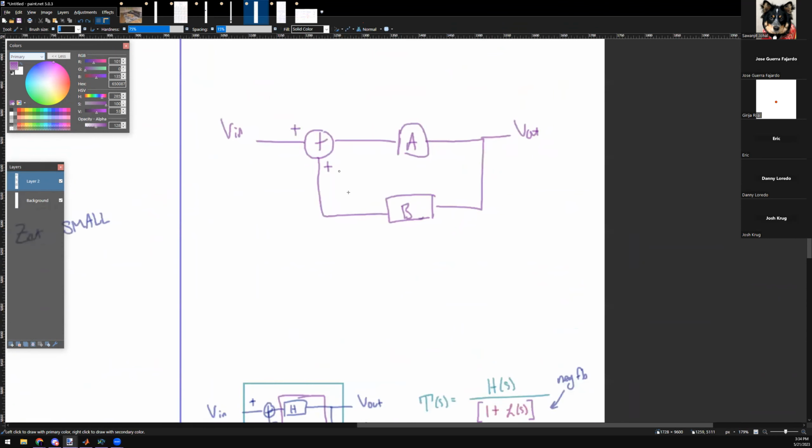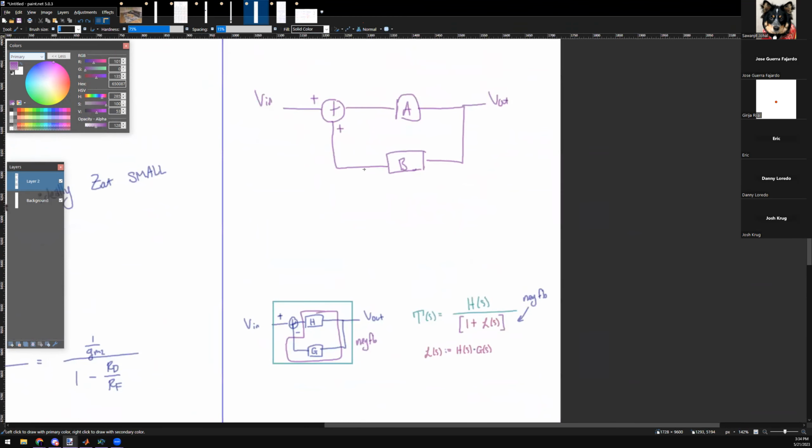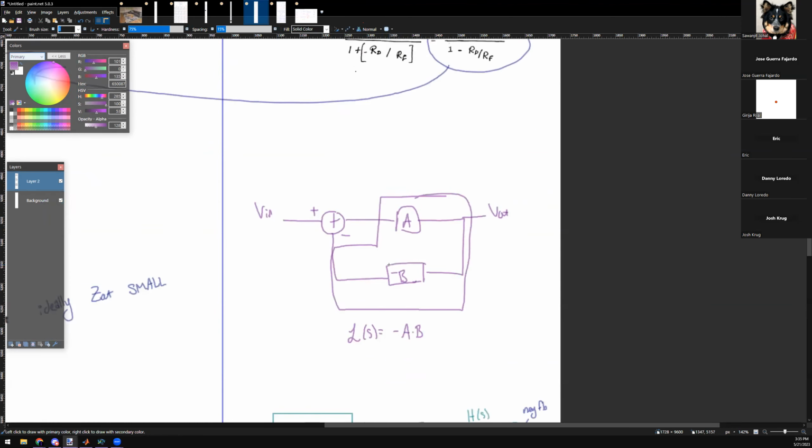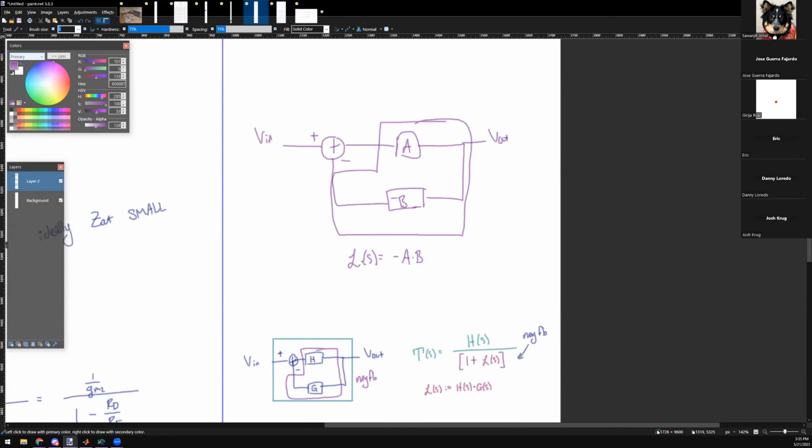So how can I make this guy look like this guy? What can I do? Change B to negative. You have to make B negative and then make the node negative also. I could also do that, right? This is equivalent. Would you agree? Yes. And I call it L of S. So once I have this guy here, whatever's inside this rectangle, I'll just multiply it together and call that L of S, which is A times minus B. Does that make sense? Yeah.